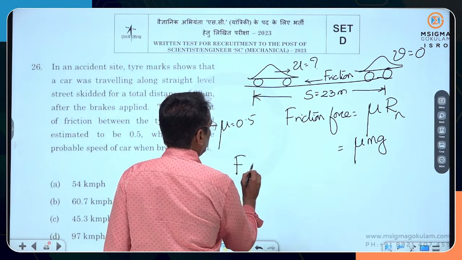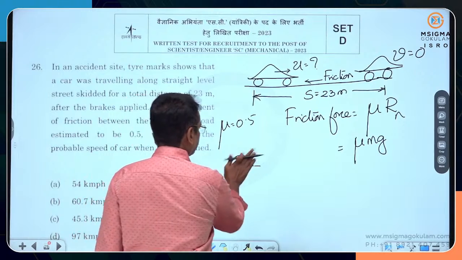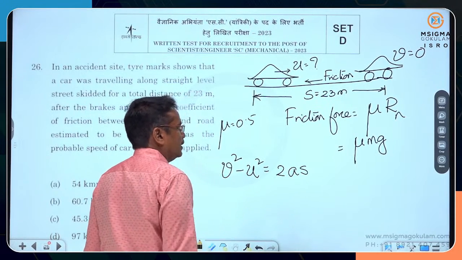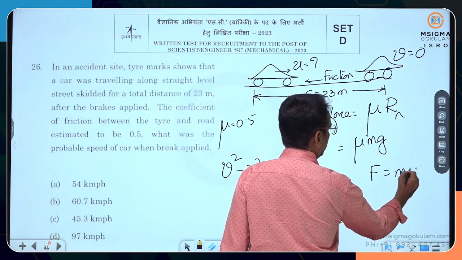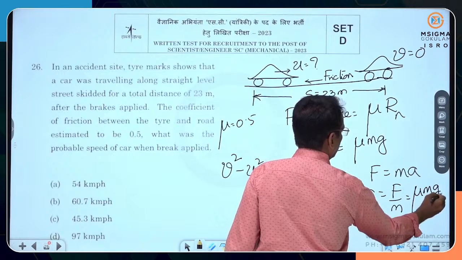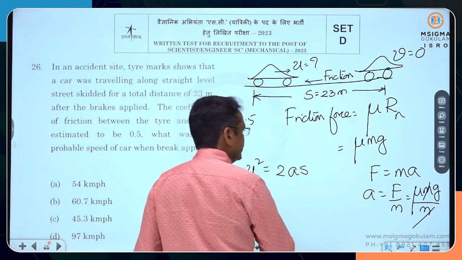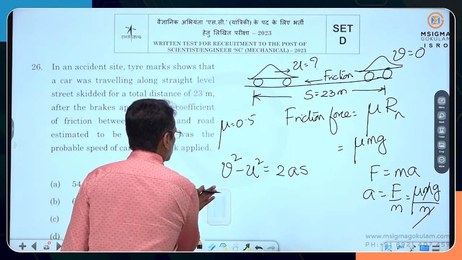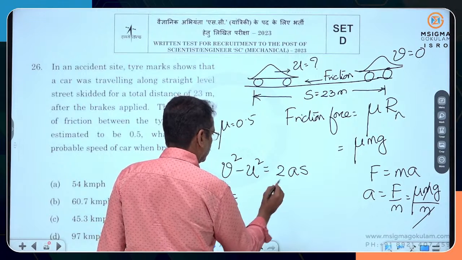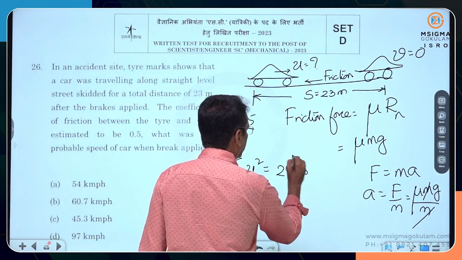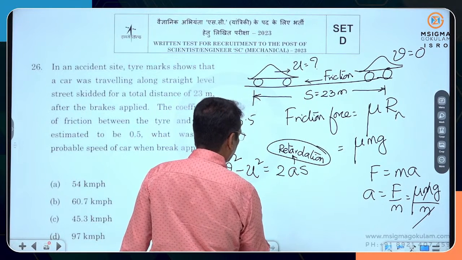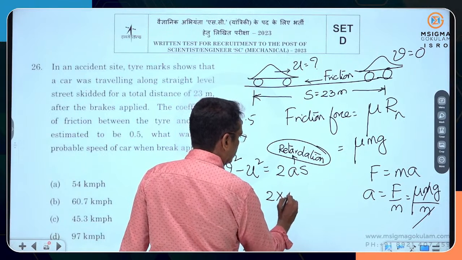So, F is equal to ma and v square minus u square is equal to 2as. There is only one force that is acting, F is equal to ma. Acceleration will be F by m, mu mg by m gets cancelled, mu into g. Acceleration is mu g, that is v square, 0 square minus u square is equal to, because it is a retardation, more correctly it should be called a retardation, not acceleration. Negative acceleration is also called retardation. Therefore, it becomes minus 2 into mu into g.